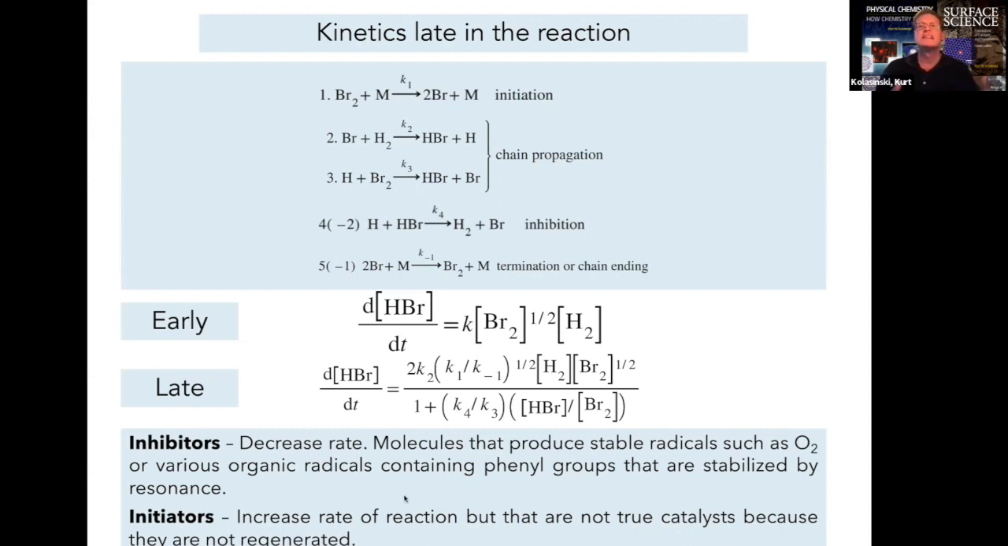In other cases, and in general, it turns out that chain reactions are very sensitive to additives or impurities that might be in the system. Some molecules produce stable radicals, some molecules like oxygen and organic radicals that include phenyl groups. They have very stable molecular radicals, and these can slow down reactions. They act as inhibitors. Other additives act as initiators. They increase the rate of reaction. But an initiator isn't a true catalyst because it's not regenerated during the reaction.